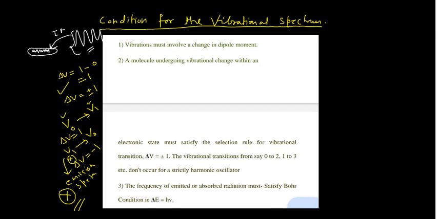But when you are dealing with this one, say for delta V equals minus 1, how am I getting this?